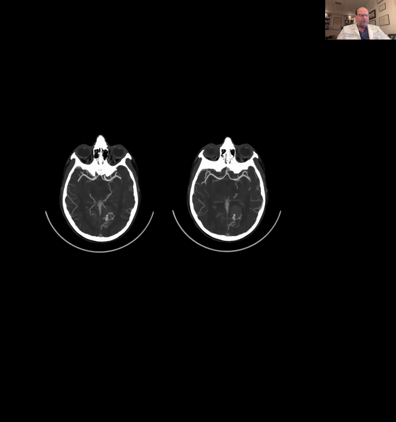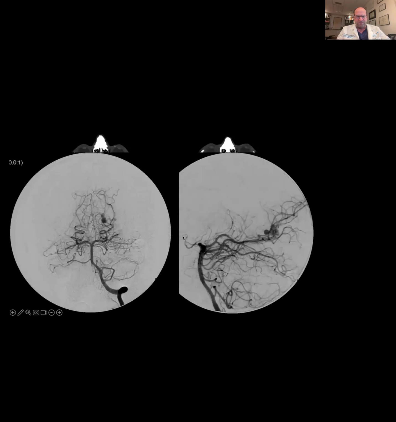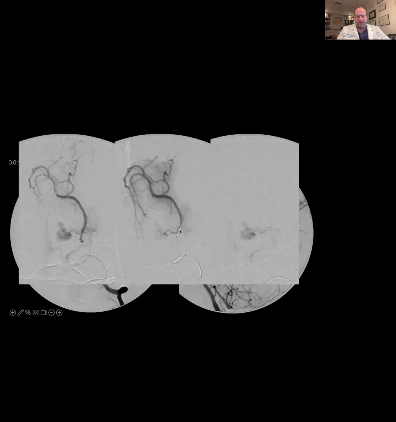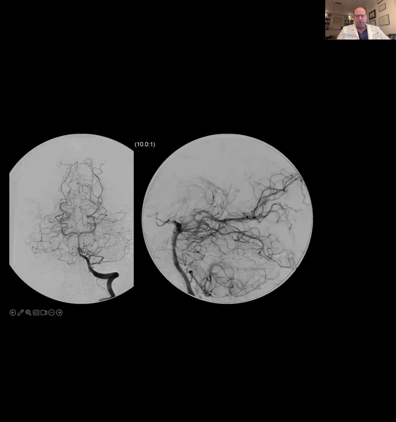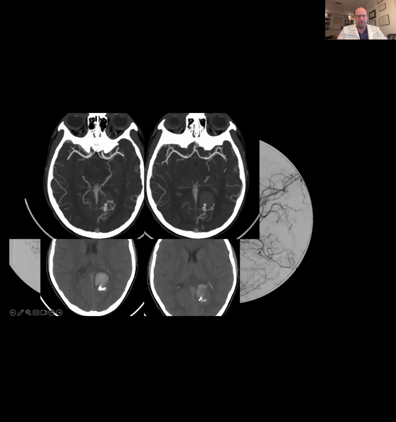Here another example of a patient who has presented with a bleed. There's the tangle of vessels. You can see the tangle of vessels here. You see the microcatheter here. We deposit the glue and the AVM is cured. Here you can see nicely the deposit of glue.